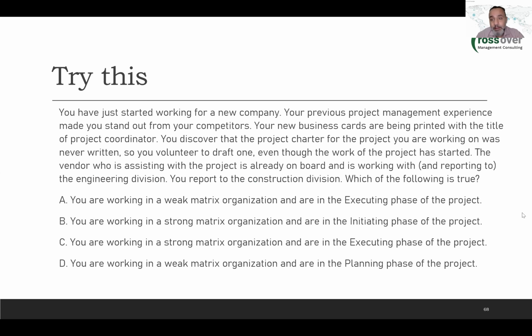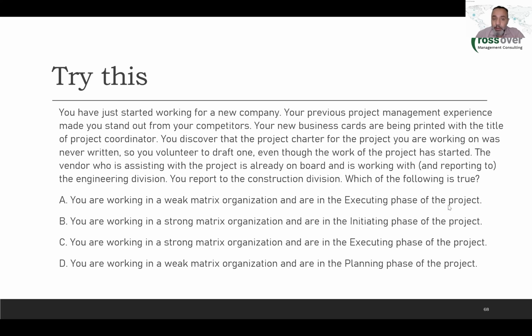Okay, another long question. You have just started working for a new company. Your previous project management experience made you stand out from your competitors. Your new business cards are being printed with the title of a project coordinator. You discover that the project charter for the project you are working on was never written, so you volunteer to draft one even though the work of the project has started. The vendor who is assisting with the project is already on board and is working with and reporting to the engineering division. You report to the construction division. Which of the following is true?